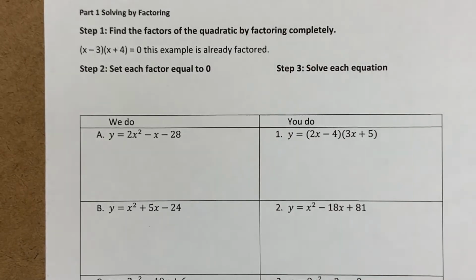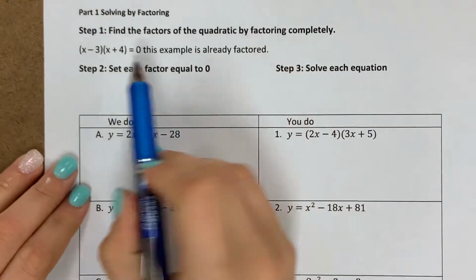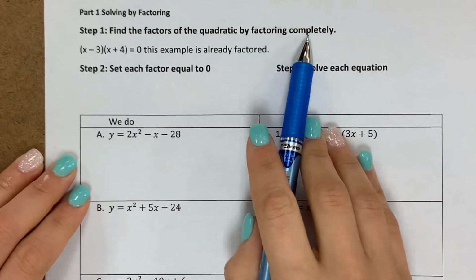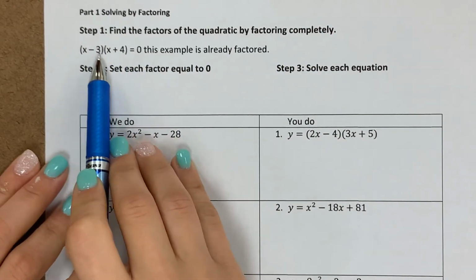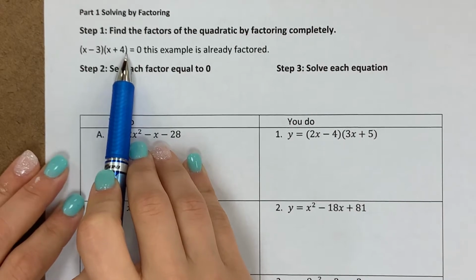Today we're going to be solving quadratics using factoring, which the nice thing is we've already learned how to factor. We just have to add a quick step to it. So first step is to find the factors of the quadratic by factoring completely, which we've already done. So notice this one has been factored for us. X minus 3, x plus 4 are the two factors.